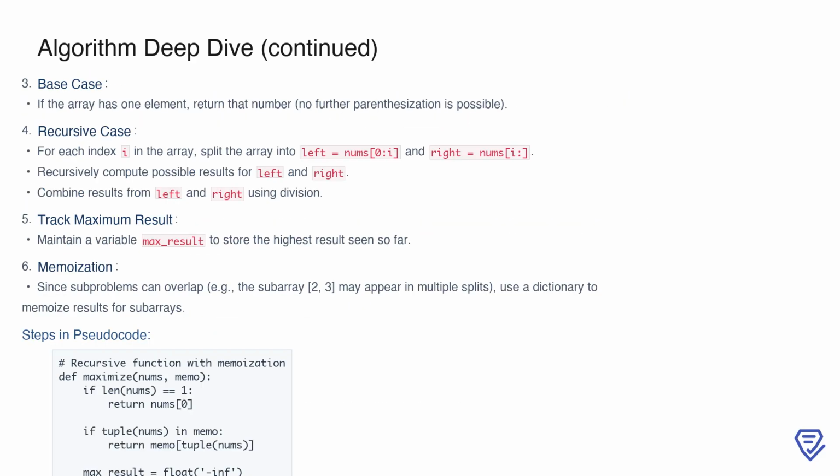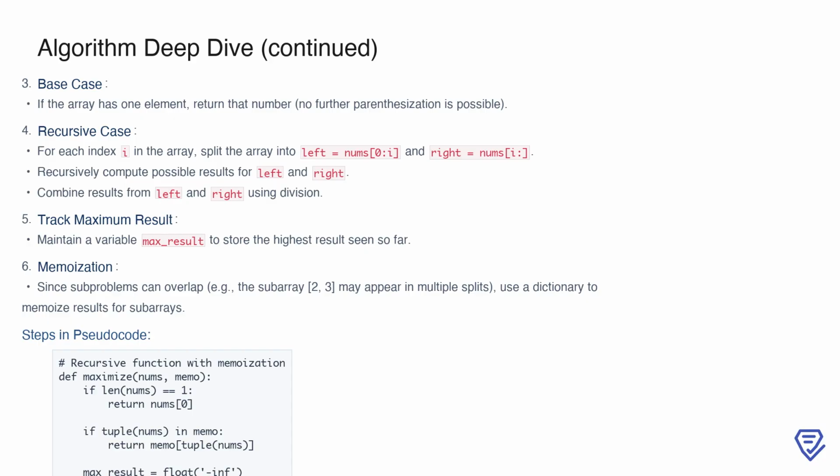In our recursive approach, we first define a base case. If the array contains only one element, there's no need for further division, and we simply return that number. For the recursive case, we iterate through the array and split it at each possible index. This creates two subarrays, left and right.